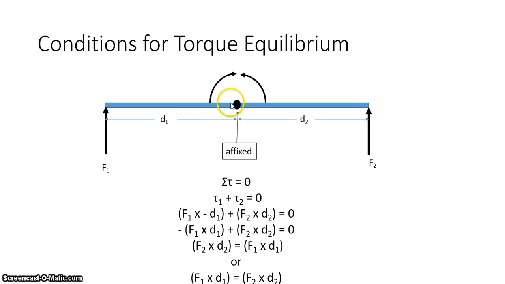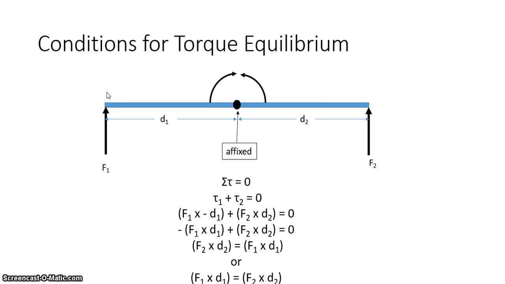What that is simply saying is that the torque on this side has to be equal to the torque on this side. That's why I flipped it around over here, just to illustrate that this has to be equal to this. So you can think of this system as having a line going down the middle, and everything on the left side has to be equal to everything on the right side.